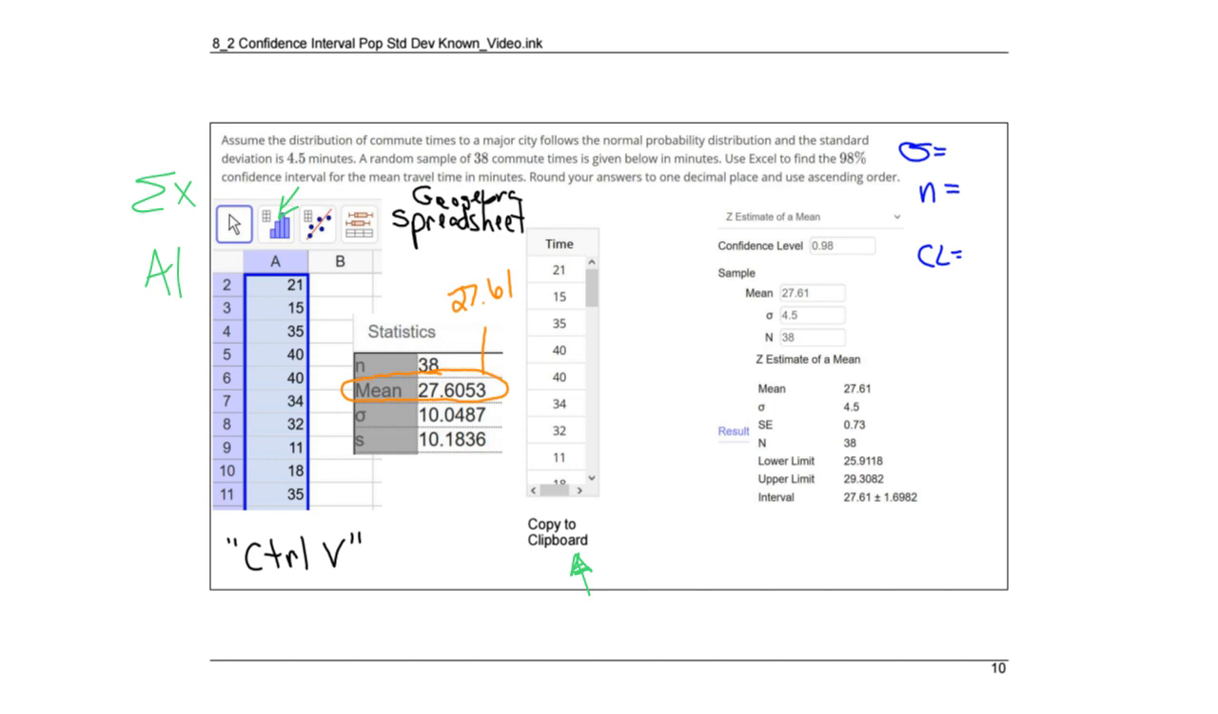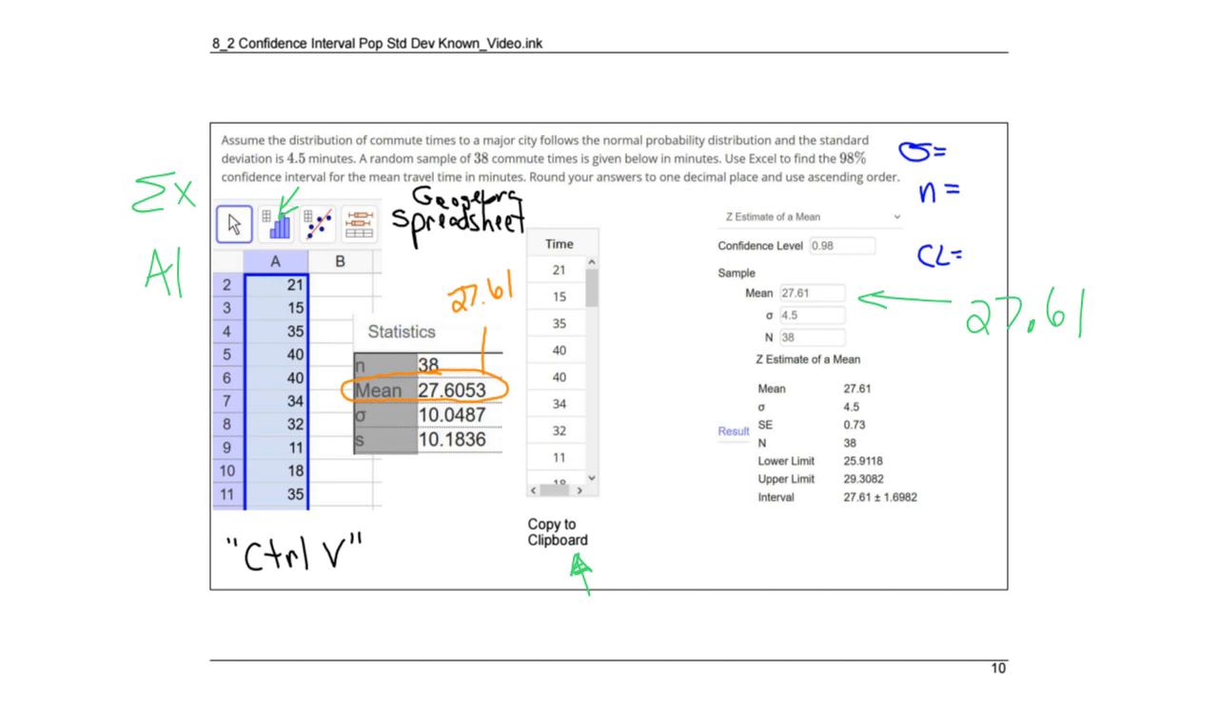Now I went ahead and used 2 decimal places. I probably could have just used 1, but I always like to use a little more than they say. So when I go into GeoGebra probability, I'm going to put in the 27.61 that I found using my raw data.